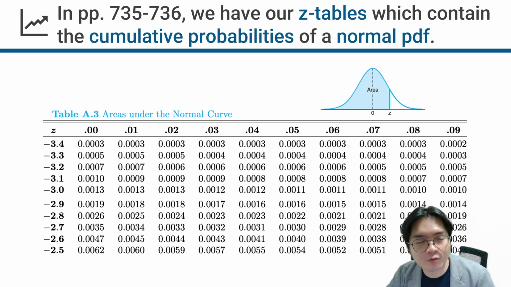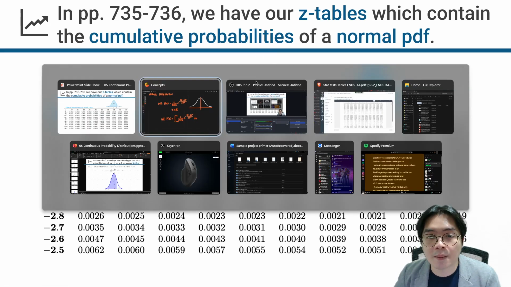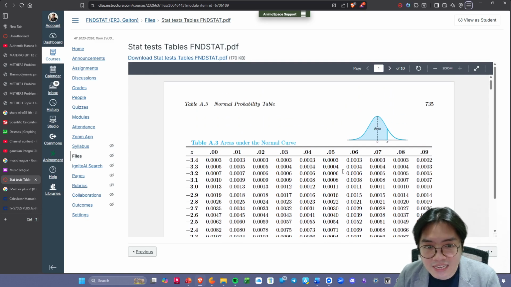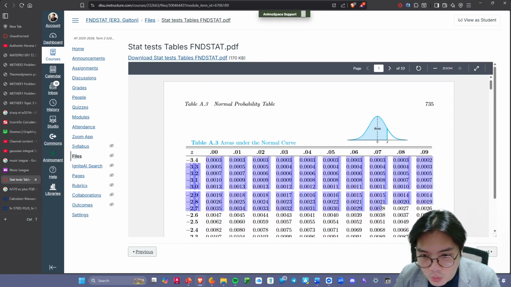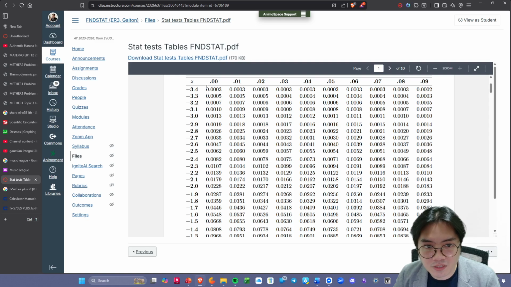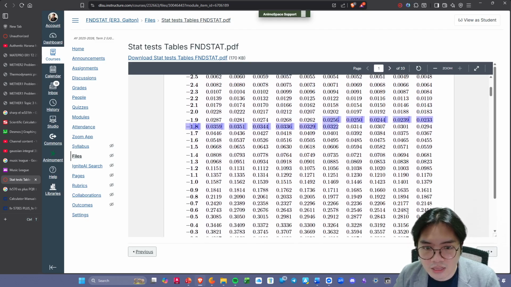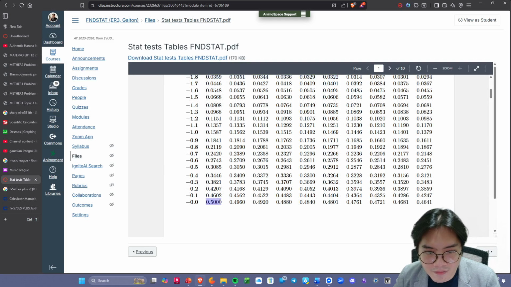Right? So in pages 735 and 736, we have our Z tables, which contain the cumulative probabilities of a normal probability distribution function. What we will see in here is that the values roughly go up. This is 0.0003, and they will go up, up, up until you get to a point where it is 0.5.